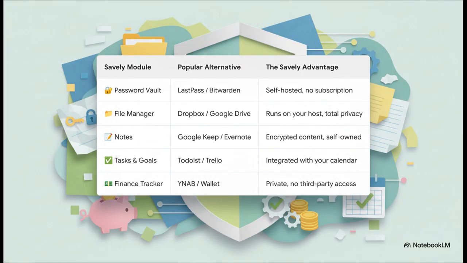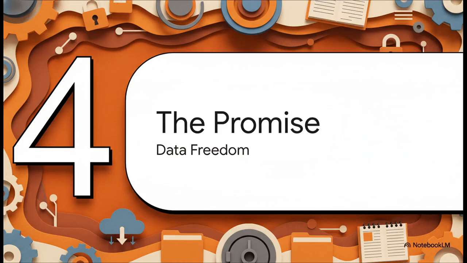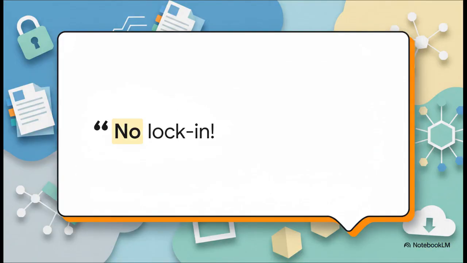You see the pattern, right? Every single module doesn't just replace a service you already use. It replaces it with a version that's more secure, more private, and subscription-free, because you own it. Now, let's talk about something that's a huge deal for anyone who's ever tried to switch apps: vendor lock-in. You know, that fear that once you put all your data into a system, you can never get it out. This is where Savely makes its most important promise. Two simple words. But in the world of software today, this is a pretty radical idea.